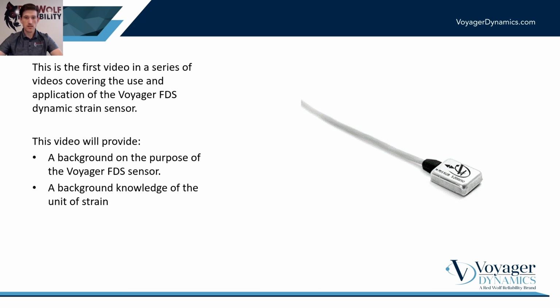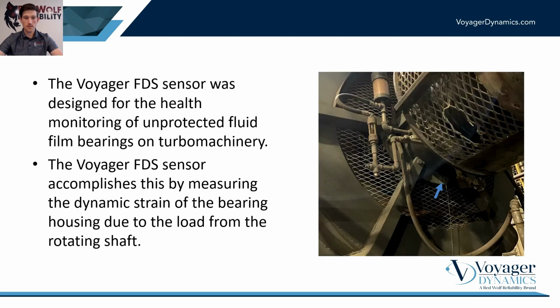Over on the right side, you can see an image of the sensor itself. So this sensor is made to be mounted onto bearing housings for fluid film bearing machines, and it measures strain in the direction of the arrows shown on the top of the sensor. So the sensor was originally developed to monitor the health of unprotected fluid film bearings on turbo machinery.